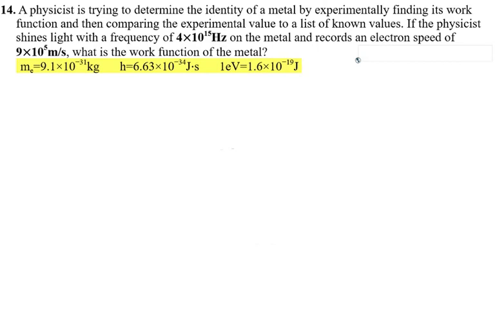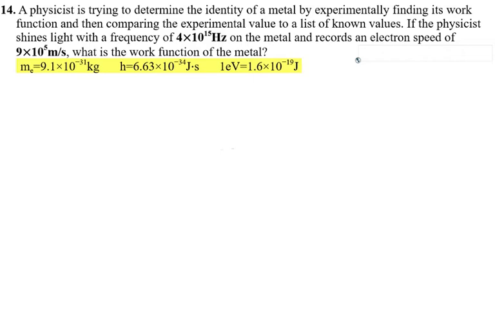In this question, they say a physicist is trying to determine the identity of a metal by experimentally finding its work function and then comparing the experimental value to a list of known values. If the physicist shines light with a frequency of 4×10^15 hertz on the metal and records an electron speed of 9×10^5 meters per second, what is the work function of the metal?